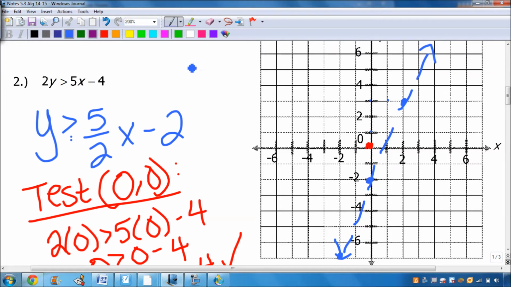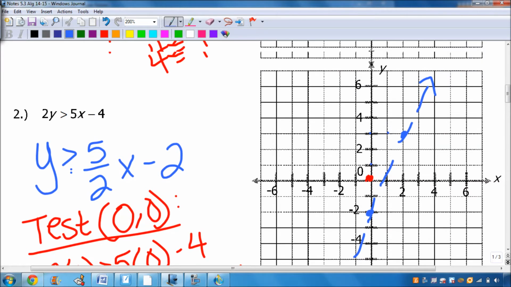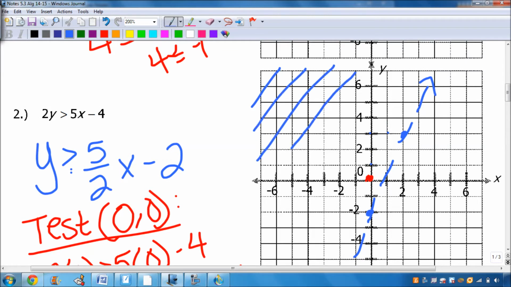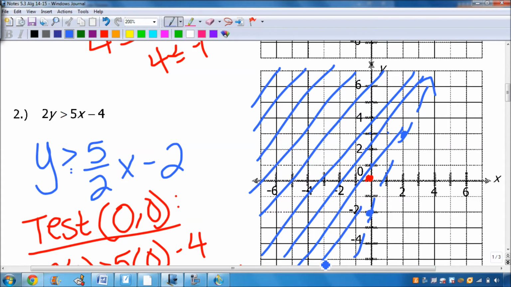Now, to be honest, eventually I want you to get to a point where you don't have to do any checking, because I want you to graph these out quickly. So if you can recognize where you're supposed to shade, that's fine. But if you're getting them wrong, then I'm going to start asking you to start doing some checking, okay?